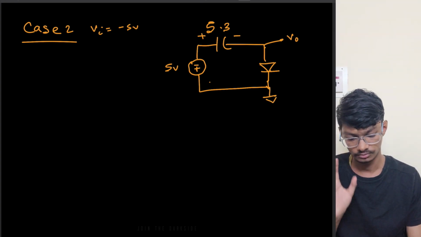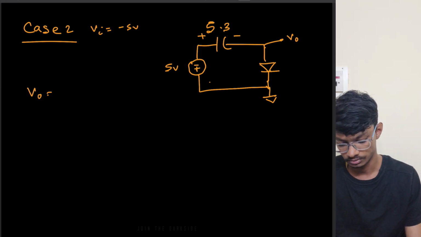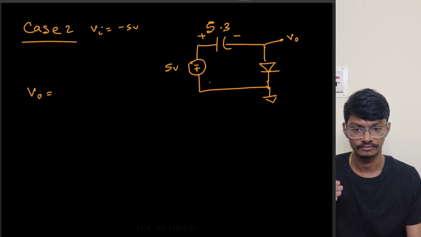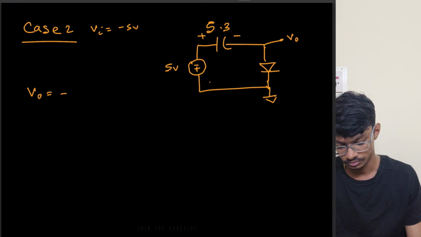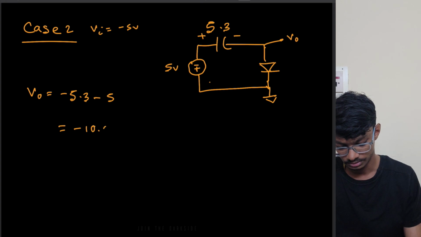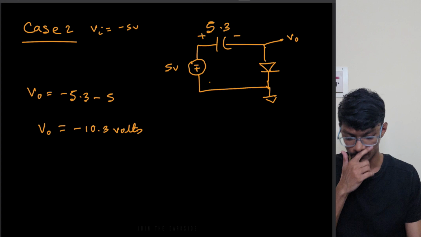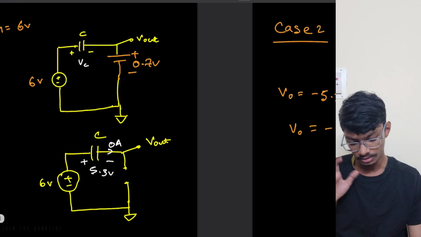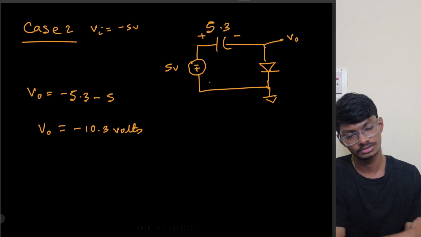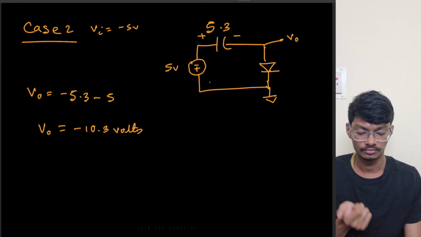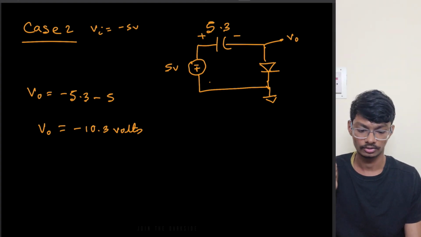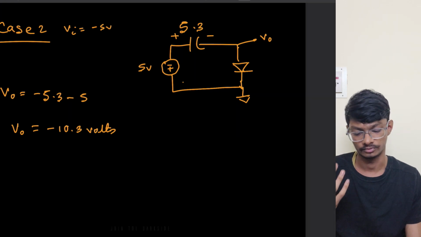So what will the voltage be this time? V out will simply be shifted by 5 volts in the downward direction. So minus 5.3 minus 5, which equals minus 10.3 volts. For case 3 also a similar thing will happen. Again it will be steady state and the capacitor will be only at 5.3 volts. So let me plot the output waveform.